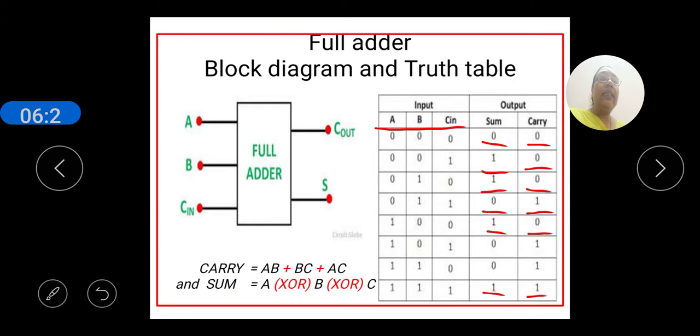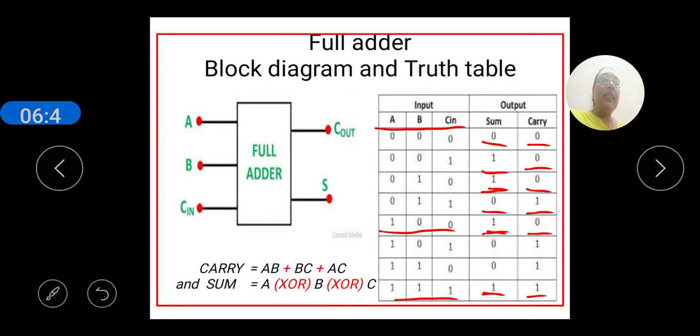Similarly, in the next case 0, 1, 0, you have an odd number of 1s, the output is high, sum is high. Similarly, 1, 0, 0, the sum is 1. You have an odd number of 1s in the input variables. Then the last one, you have 3 ones, an odd number of ones, the sum is 1.